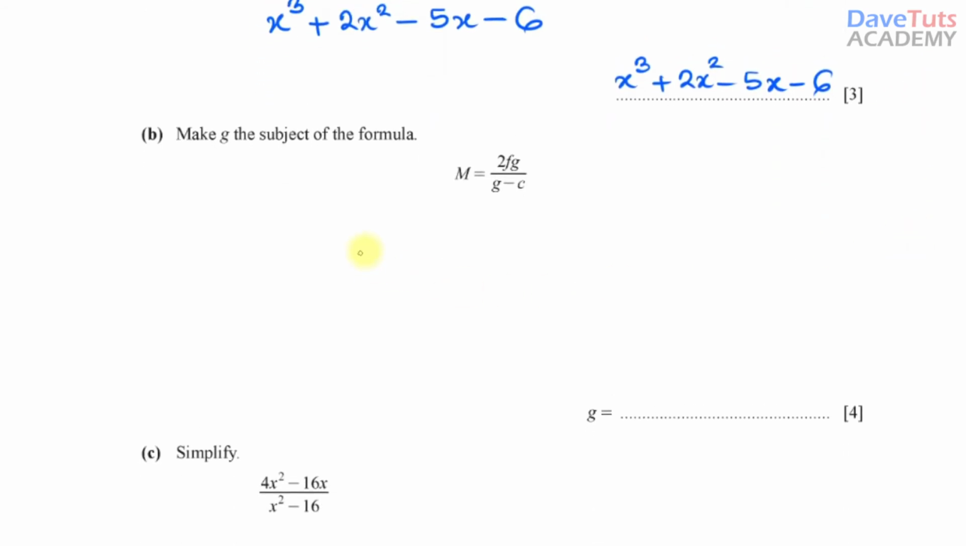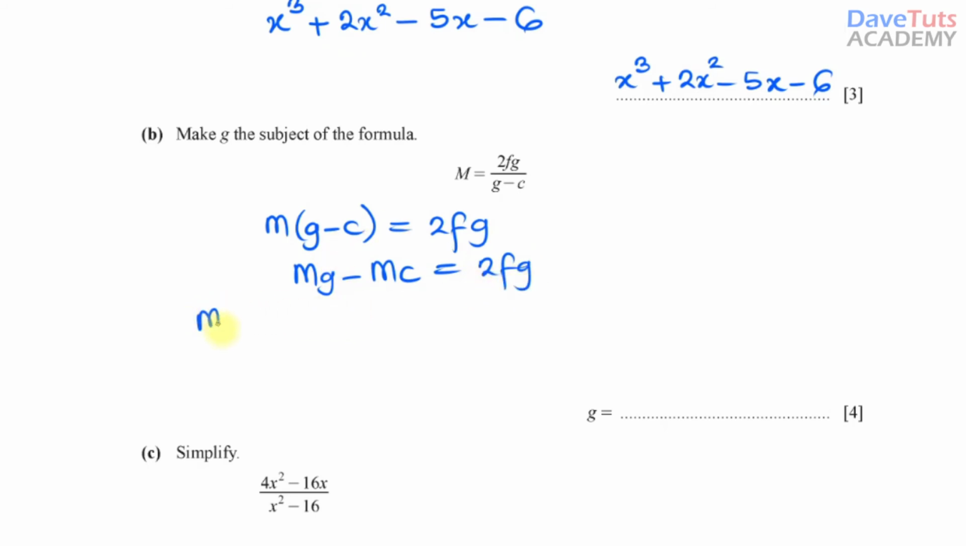Then here, we have to make g the subject of the formula in this particular case. And first, we want to flatten out so that we can cross multiply. Here we have m into g minus c is equal to 2fg. Then we are making g the subject of the formula, so we should try and see how to isolate g out. This will be 2fg. Collecting like terms, we'll have mg minus 2fg is equal to mc.